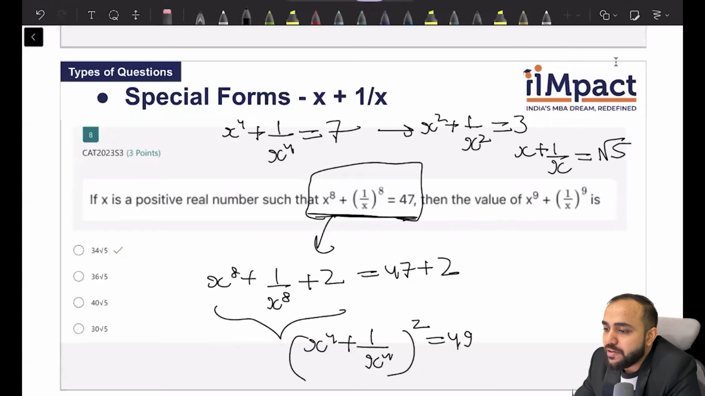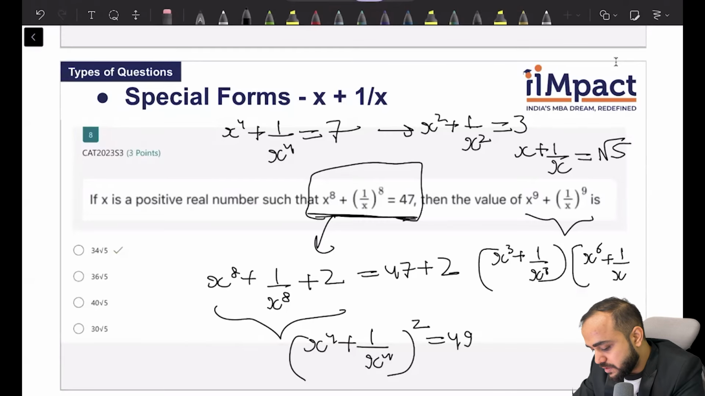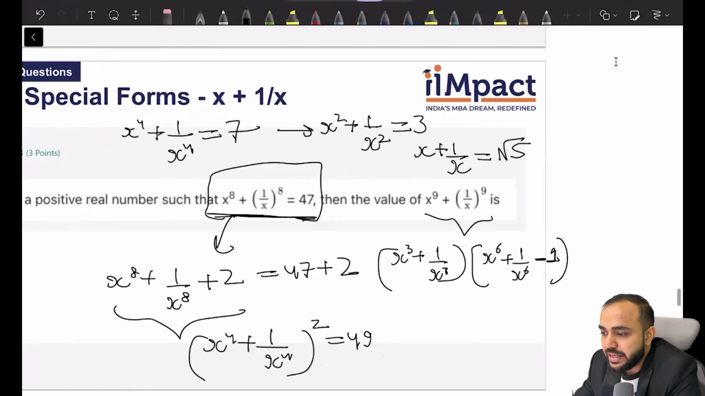At this point, you have everything you need. X to the power 9 plus 1 by x to the power 9. This is going to be what? X cube plus 1 by x cube into x to the power 6 plus 1 by x to the power 6 minus 1. Correct? Basically, the a cube plus b cube formula. Now you can find this by cubing and then you can find this by further squaring it.